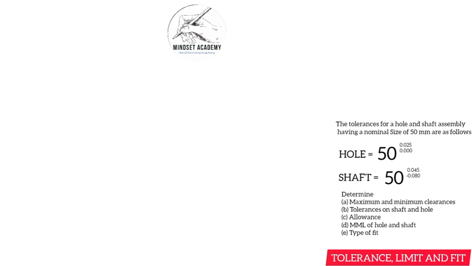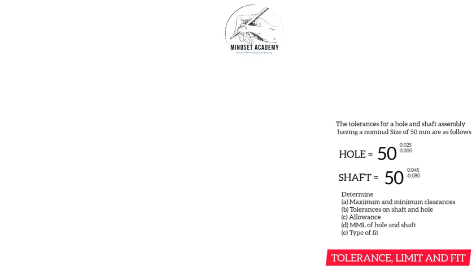Roman figure 2, tolerance on shaft and hole. Roman figure 3, allowance. Roman figure 4, the maximum metal limit of hole and shaft, that is MAL. Roman figure 5, type of fit.